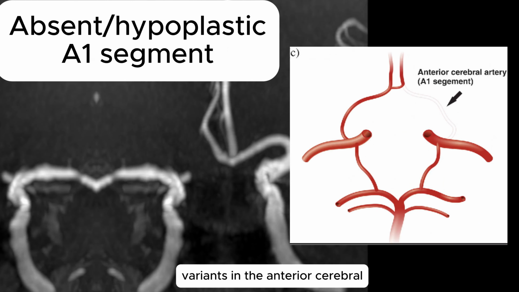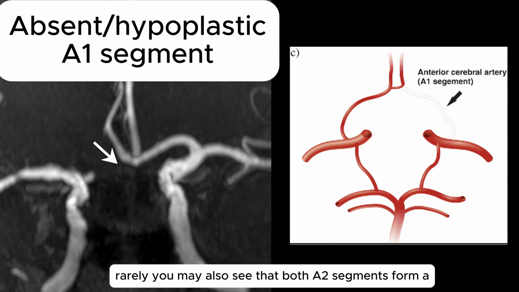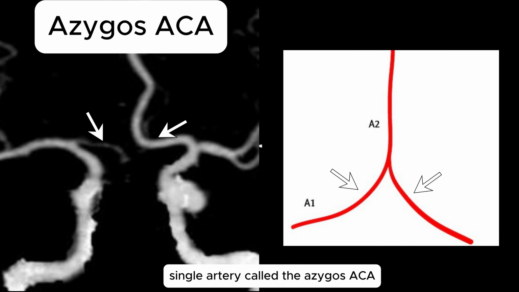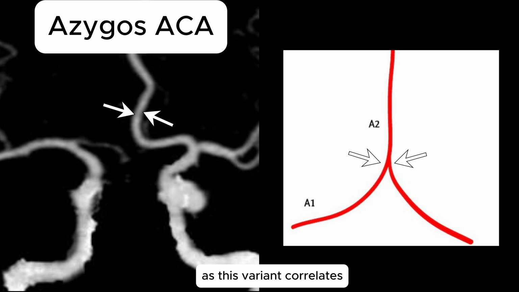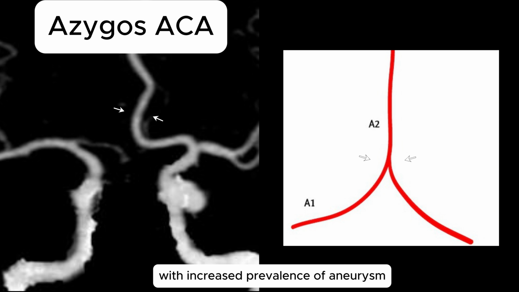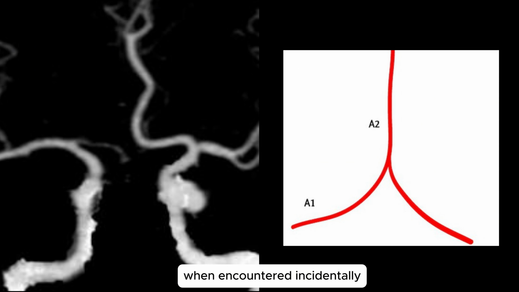Variants in the anterior cerebral artery are also quite common. The A1 segment is commonly hypoplastic or absent. Rarely, you may also see that both A2 segments form a single artery called the azygos ACA. This is however often termed an anomaly, as this variant correlates with increased prevalence of aneurysm. This however is usually of no clinical significance when encountered incidentally.